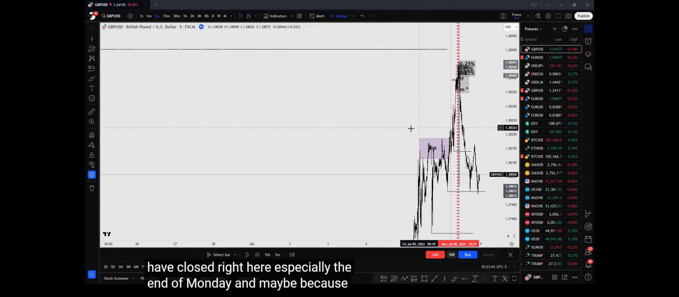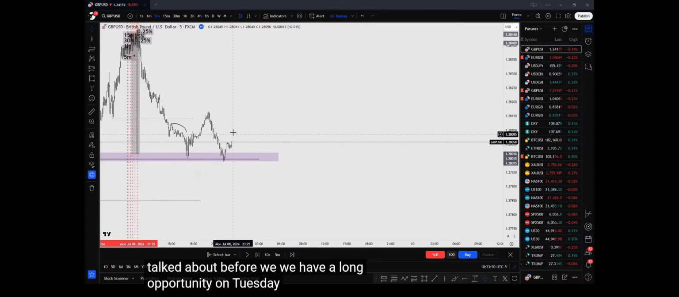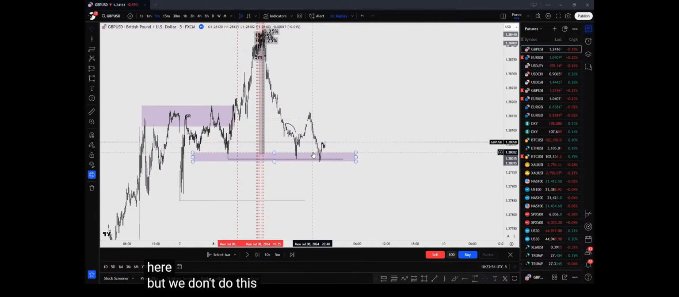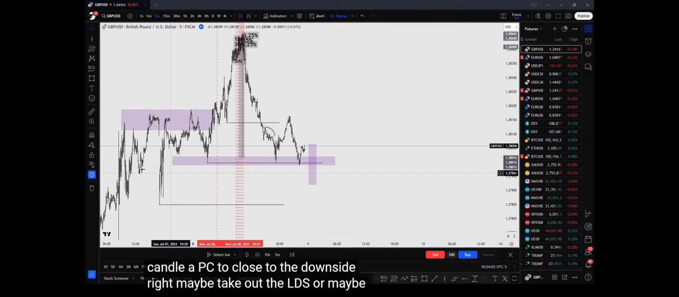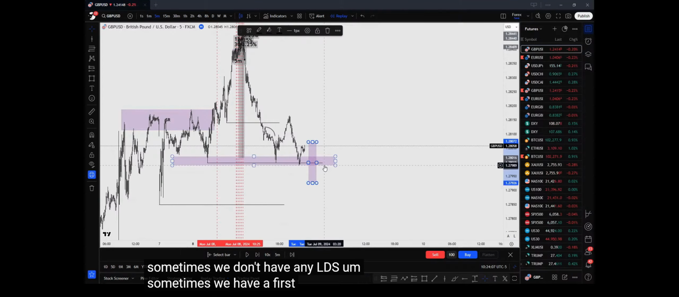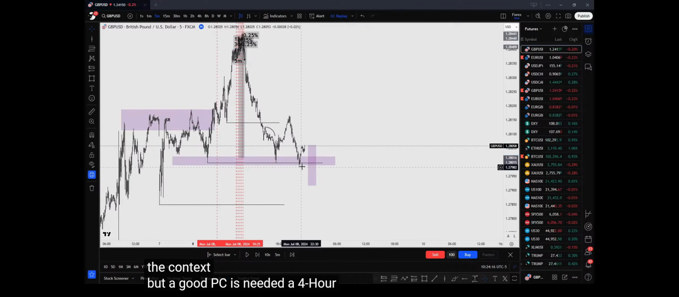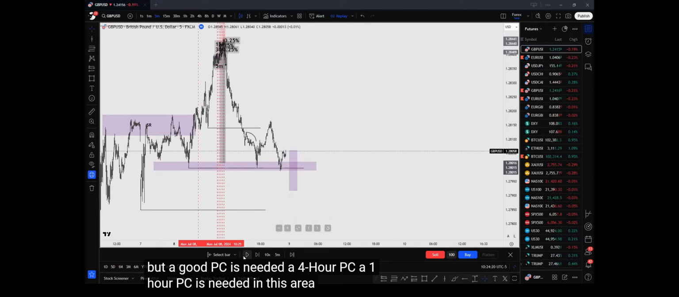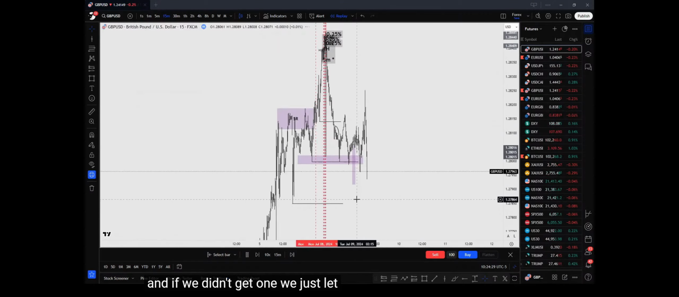And maybe because we'll take this SR level, and as we've talked about before, maybe we have a long opportunity on a Tuesday, or maybe right here. But we don't do this. We wait for a candle, a PC, to close to the downside, right? Maybe take out the LDs, or maybe sometimes we don't have any LDs. Sometimes we have a first tap sweep, an FTS, or we don't have. It depends on the context, but a good PC is needed. A 4-hour PC, a 1-hour PC is needed in this area. And if we didn't get one, we just let price go without us.